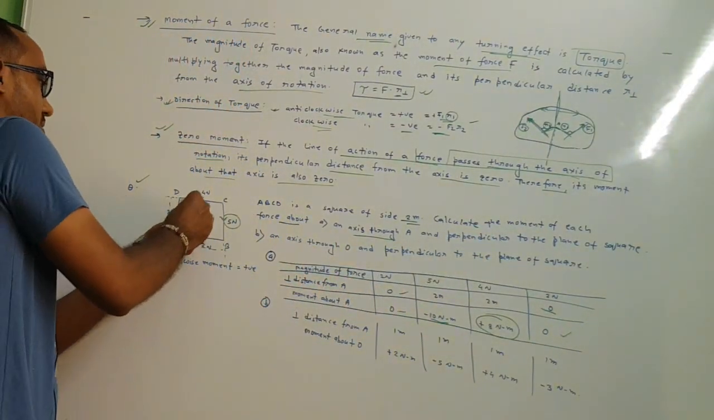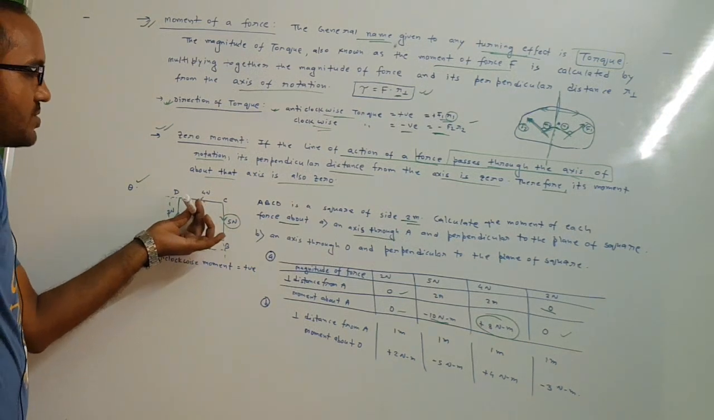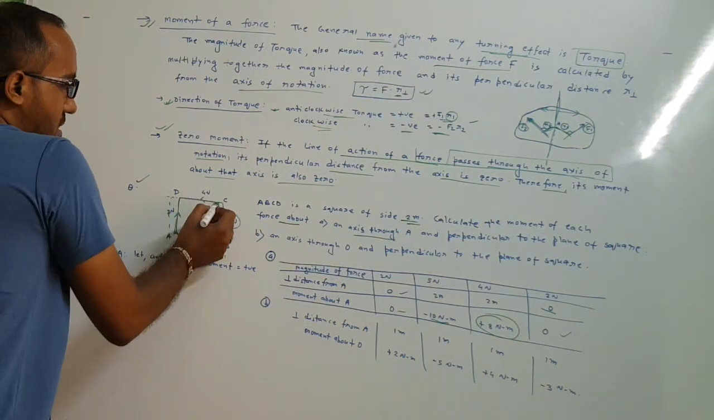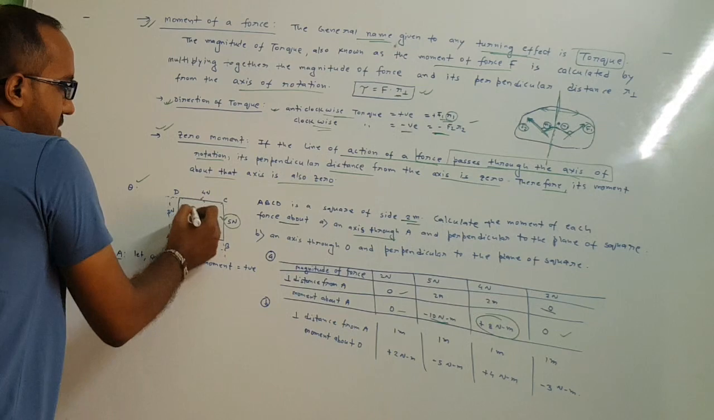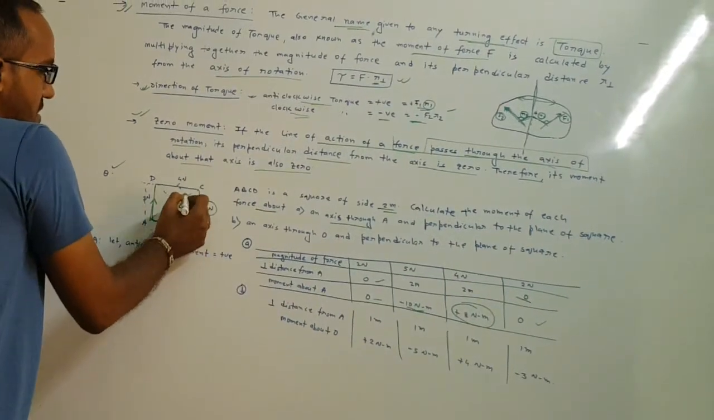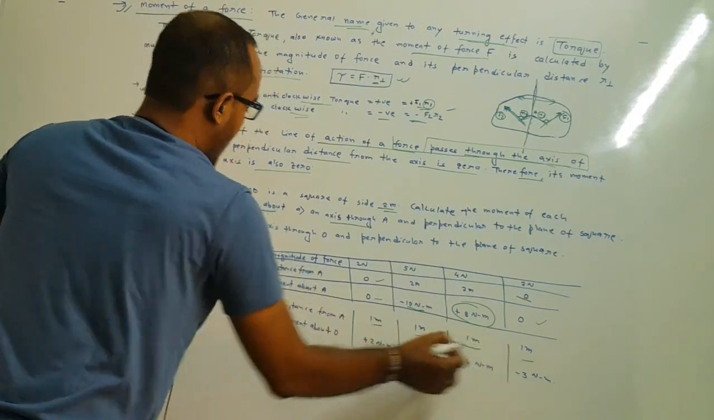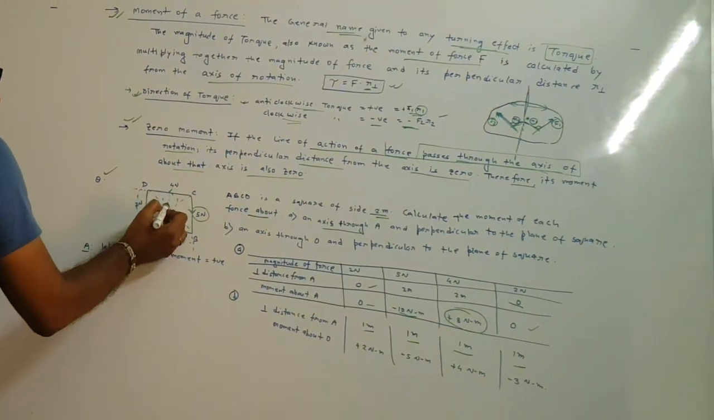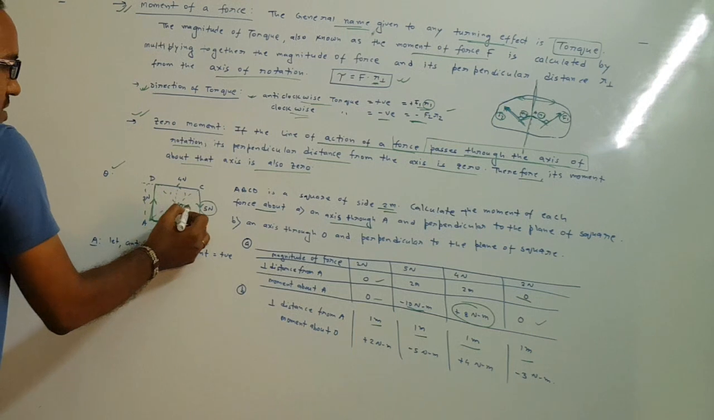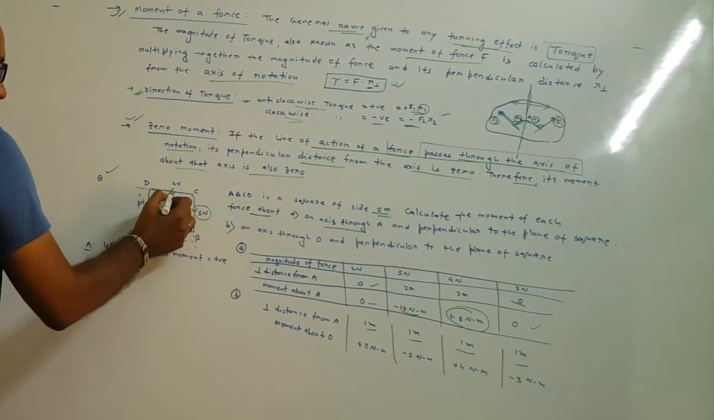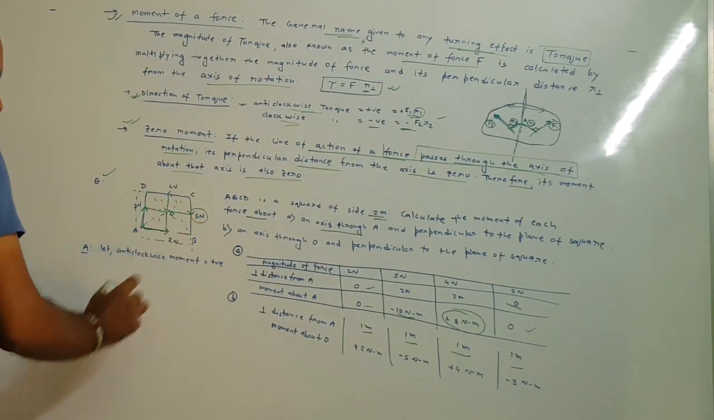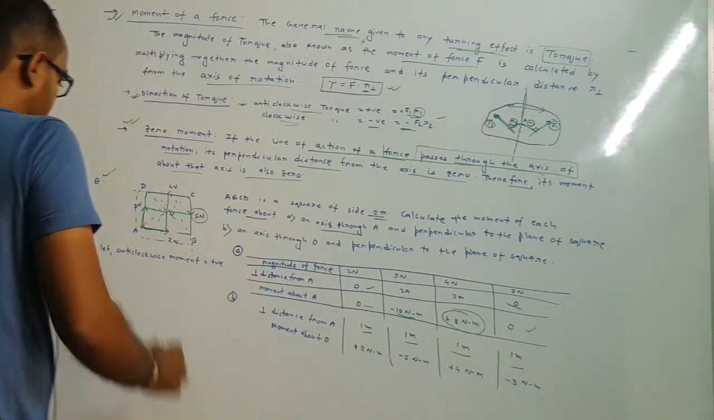Now the second case is an axis through O and perpendicular to the plane of the square. Now our axis is passing through O. If you kindly see, this is the square, so the diagonals bisect each other, that means the individual distance is 1 meter. So the perpendicular distance of each of the forces is 1 meter. Okay. So what would be the moment?